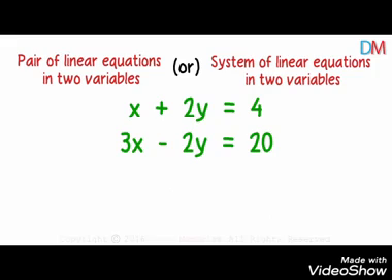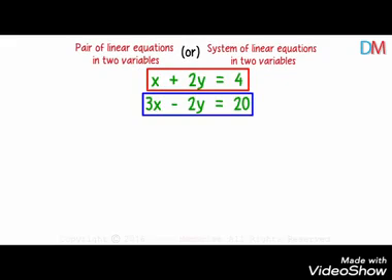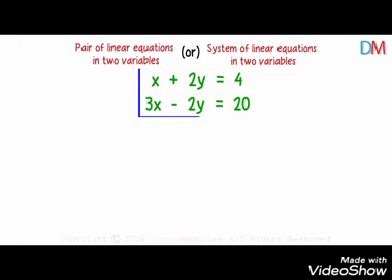Now let me ask you an interesting question. Can this pair of linear equations have a solution? We know that each equation here will have many solutions individually. But do both of these together have a solution? The answer is yes. And what's the logical way to look at it?